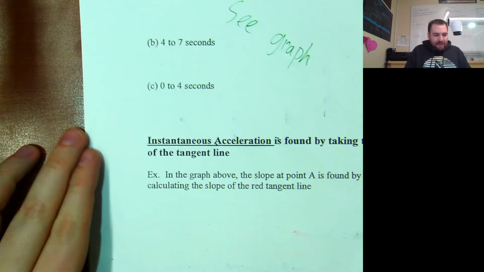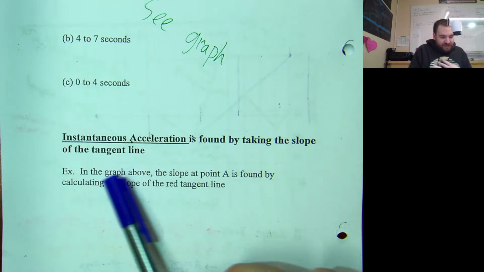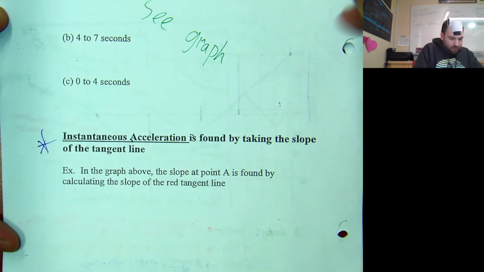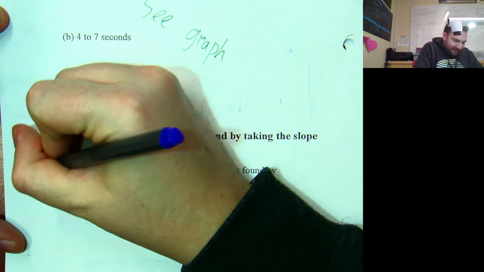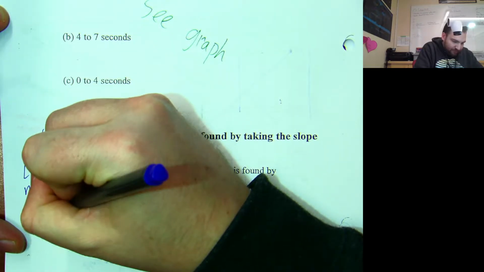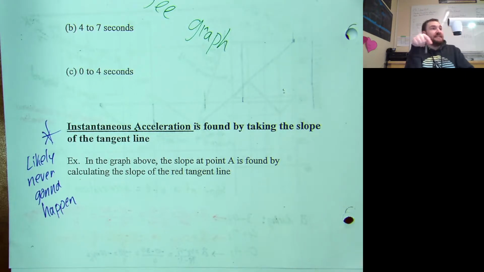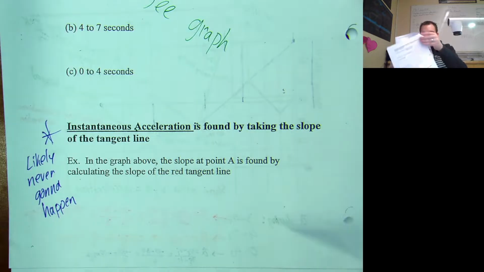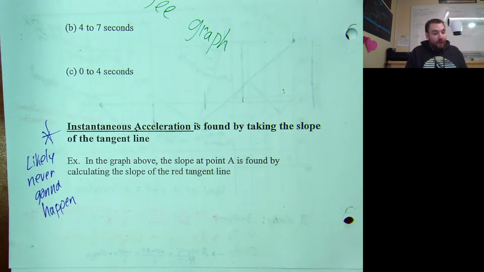Okay, so flip the page. The last piece here, we talked about it already. Instantaneous acceleration is found by taking the slope of a tangent line. Specifically instantaneous acceleration, it'll never show up, unless you go into engineering and then all of a sudden it's going to smack you upside the face. But as far as the physics goes, we will do instantaneous velocity. Same concept, take a tangent line, find the slope. But you will not do instantaneous acceleration.